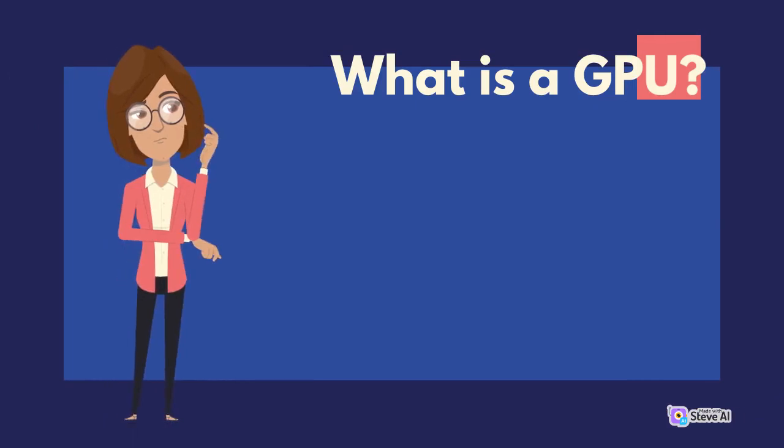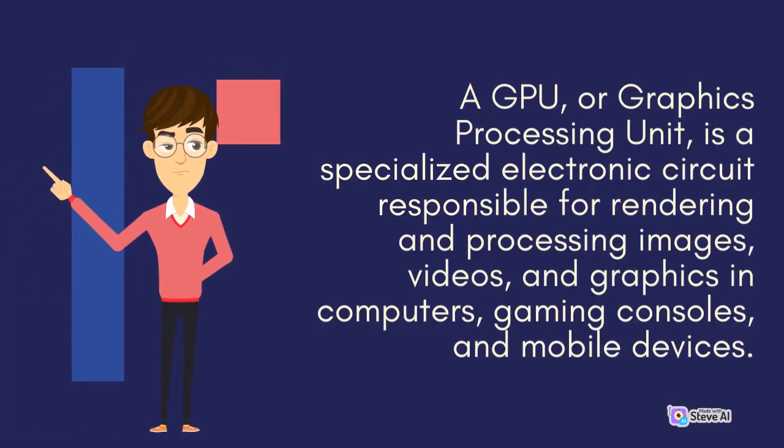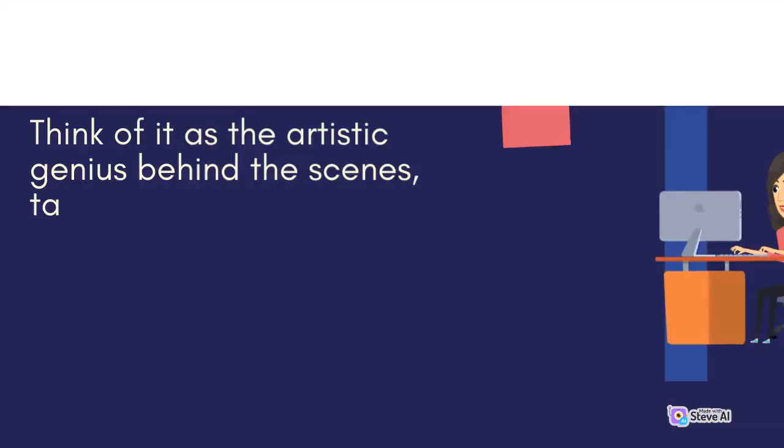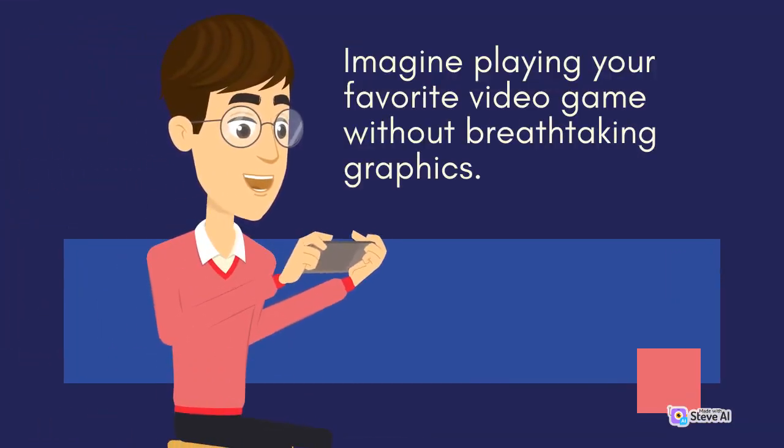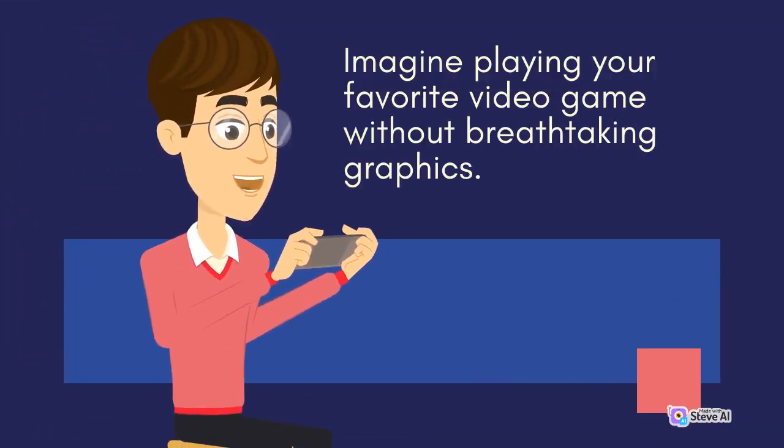What is a GPU? A GPU, or Graphics Processing Unit, is a specialized electronic circuit responsible for rendering and processing images, videos, and graphics in computers, gaming consoles, and mobile devices. Think of it as the artistic genius behind the scenes, taking complex mathematical calculations and turning them into visually captivating masterpieces.